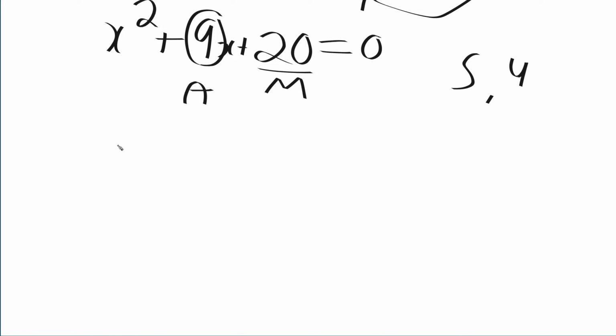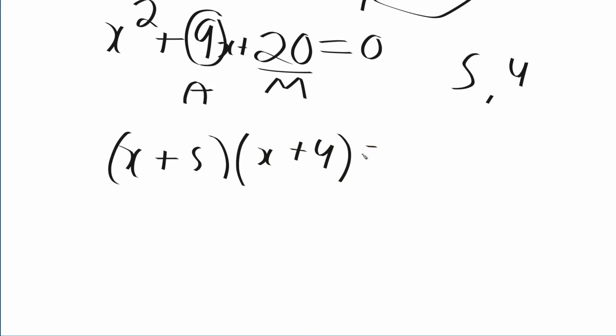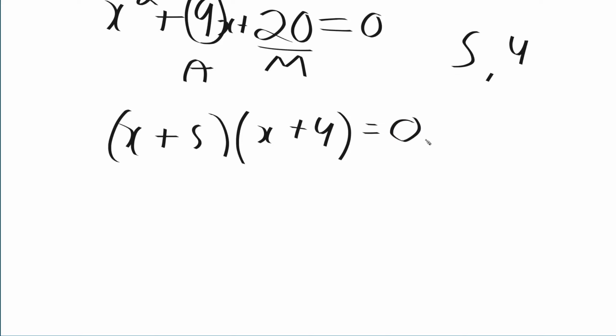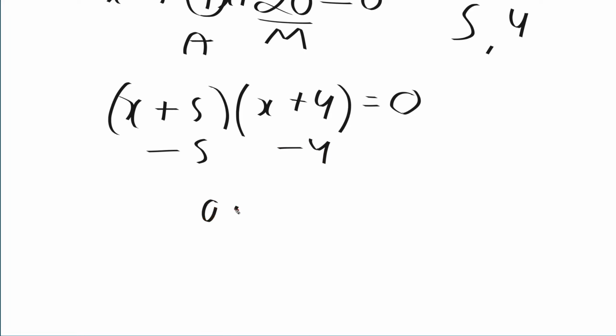So that means we can write this quadratic as x plus 5 times x plus 4. Okay, and that's equal to 0. Okay, and if we set either one of these equal to 0, this is going to result in 0. So that means this is negative 5 and negative 4. Because if you plug in negative 5, you're just going to get 0 times negative 1, and it's 0. Okay, so these are solutions. X is equal to negative 5 and negative 4.